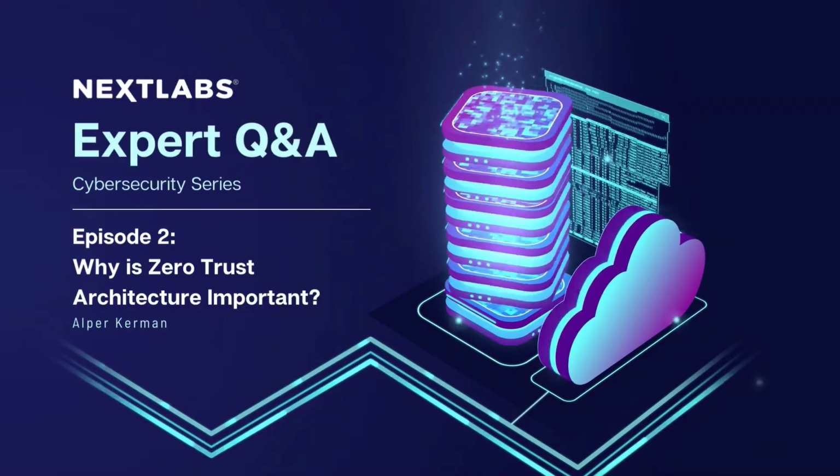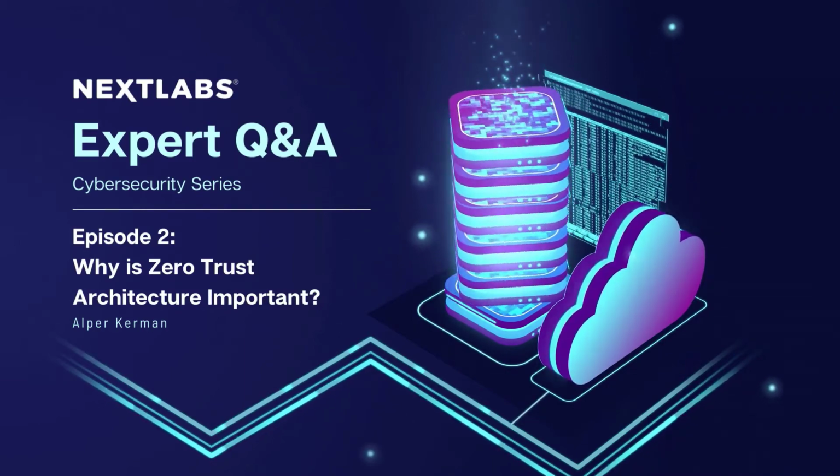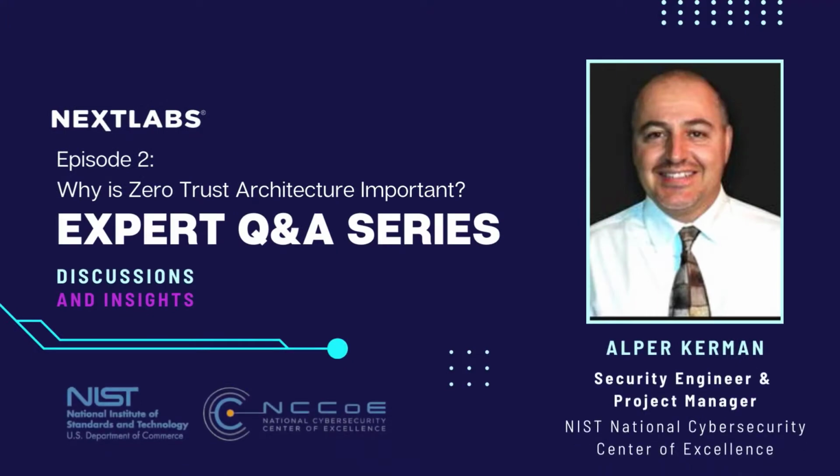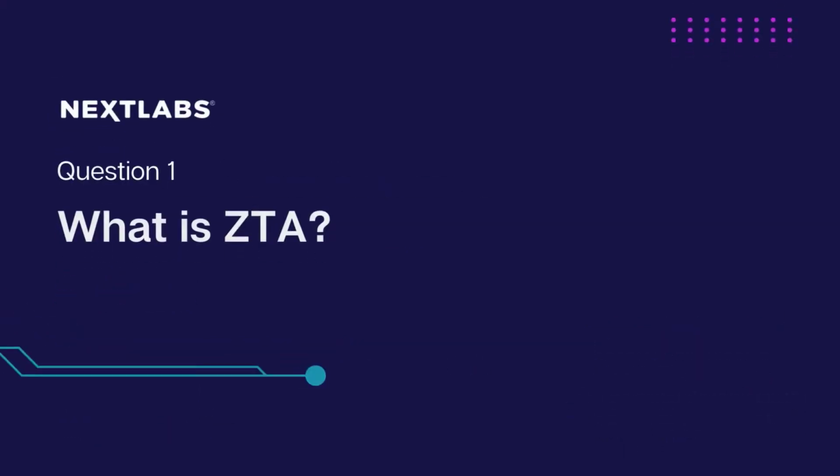In this episode, our guest Alper Kerman will cover why Zero Trust architecture is important. Alper Kerman is a security engineer and project manager at the National Cybersecurity Center of Excellence, NCCoE, a part of the National Institute of Standards and Technology, NIST. Alper currently serves as the technical lead for the Zero Trust demonstration project at the NCCoE and has more than 30 years of experience in IT that spans software engineering, application security, and IT project management for other government agencies as well as private industry. Now, let's move into the Q&A.